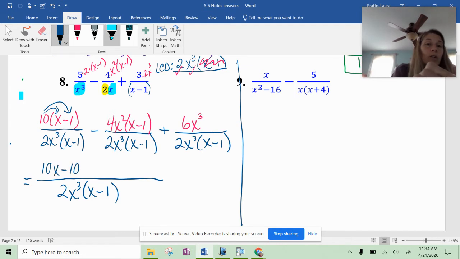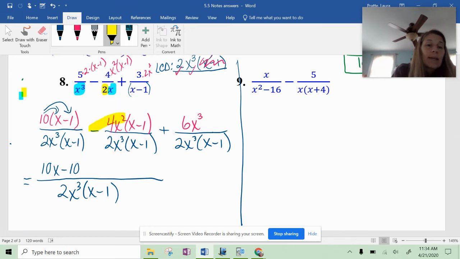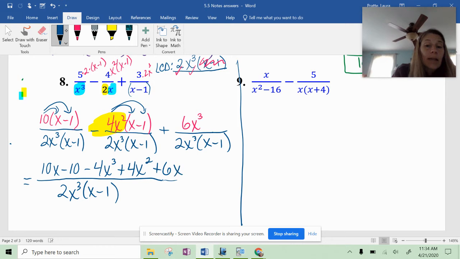Then over here, just be careful because you have that negative. So this is really like negative 4x squared being distributed to each of these. So it's going to become negative 4x cubed plus 4x squared. And then you have your plus 6x cubed here at the end. So this one's kind of a little bit intense, right?